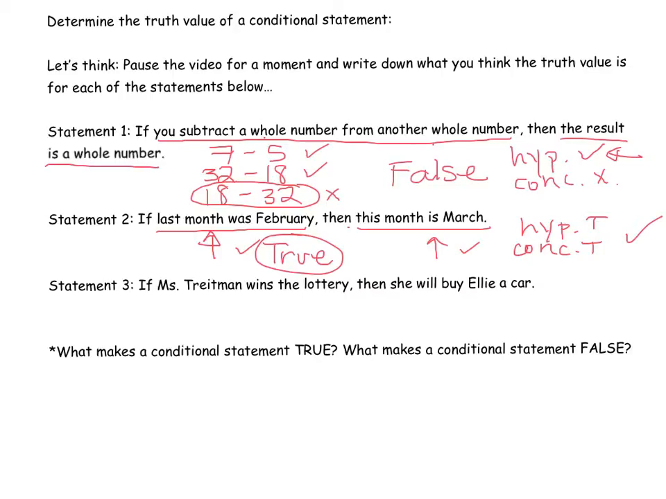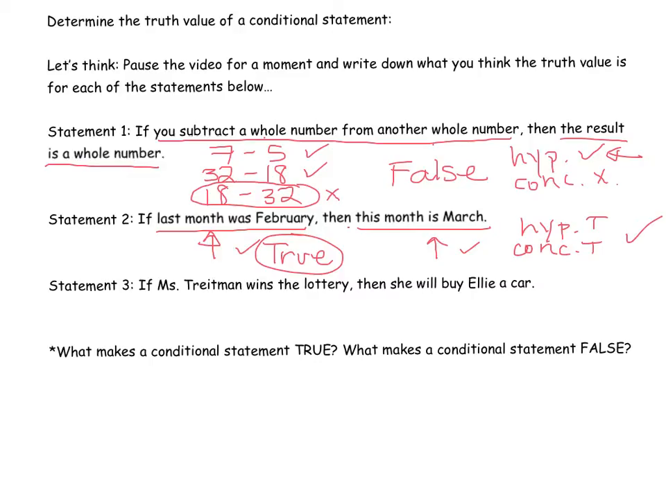Here, it says, if Miss Treitman wins the lottery, then she will buy Ellie a car. Well, how do we determine whether or not the hypothesis is true? I mean, this is kind of tricky. So what makes a conditional statement true? What makes a conditional statement false? And this we really need to explore a little bit more.